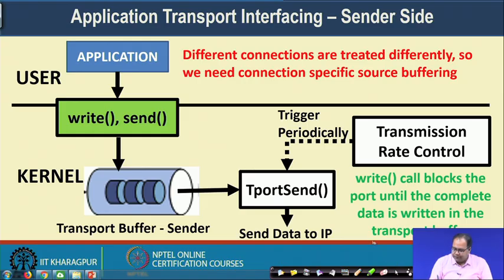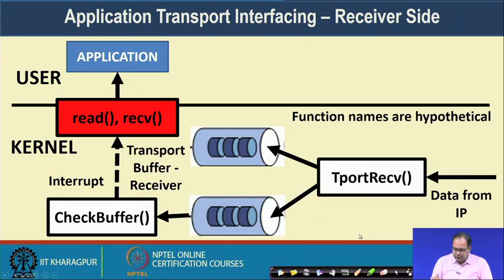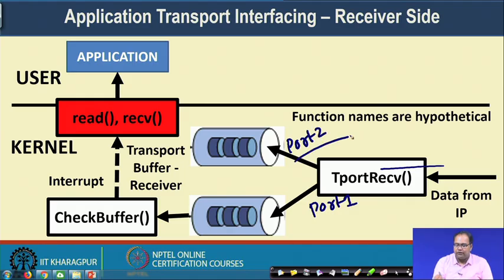Now, let us look into the receiver side. The idea is again similar. Your T port receive, the transport receive function, receives the data from the network layer. Once it has received the data, it looks at the port number in the transport layer header. By looking at the port number, it decides which application's transport layer queue it should fill. So this transport layer queue is for one application, and this one is for another application. Every such queue is bound to one port, because as we have seen earlier, the port number uniquely identifies an application. Based on that, you put the data in the buffer.